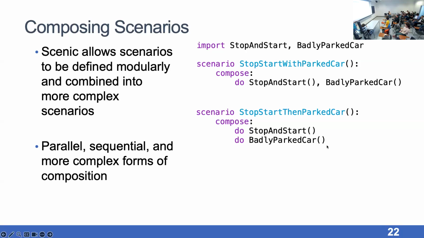There will be a new badly parked car. The objects of stop and start will get destroyed? No, actually. So in Scenic, at least right now, objects are never destroyed. We may add something for them, but at least right now, they continue to exist.